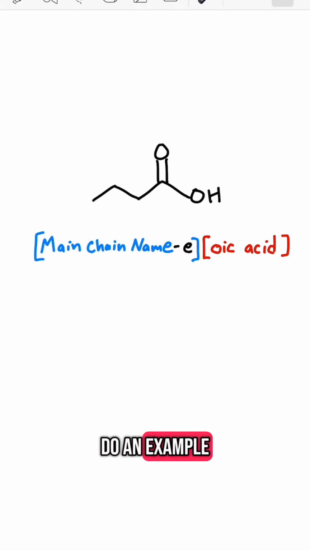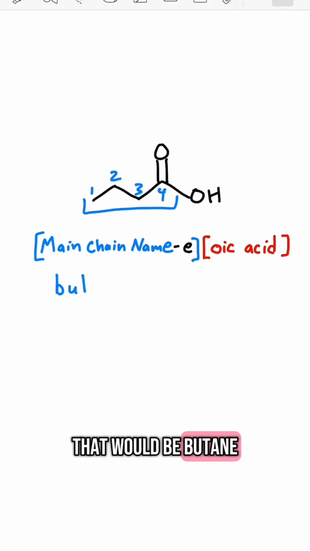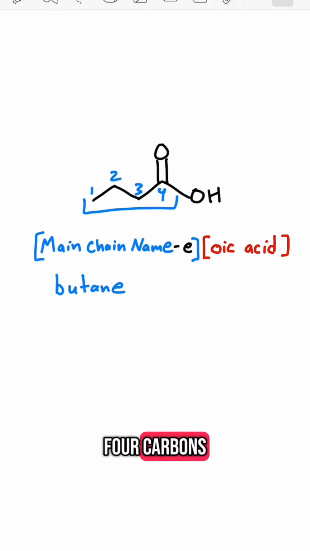Okay, so we're going to do an example with the molecule I had on the first slide. So the first thing we want to do is find our main chain right here, and then we're going to number the carbons. So 1, 2, 3, and 4. And then remember, we're going to want the main chain name if it was an alkane. So the name for that would be butane because it has 4 carbons.